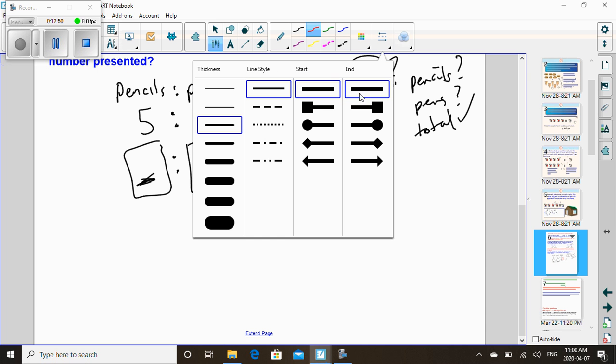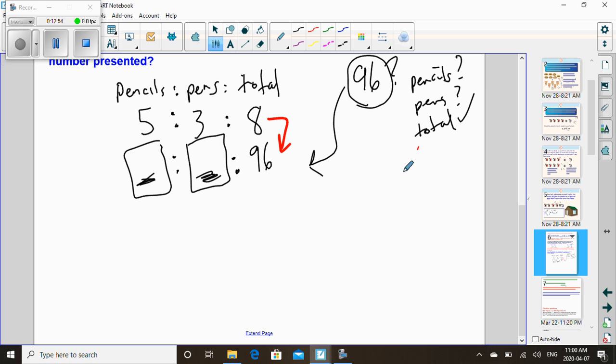And 8 became 96. Now, you're going to have to either be pretty good with your multiples or get out your calculator. But 8 becomes 96 if we multiply by 12. Okay, that's the scale factor here. We've multiplied by 12. 8 times 12 is 96. So therefore, how do we get the other two numbers to solve our problem? We multiply them both by 12 as well.